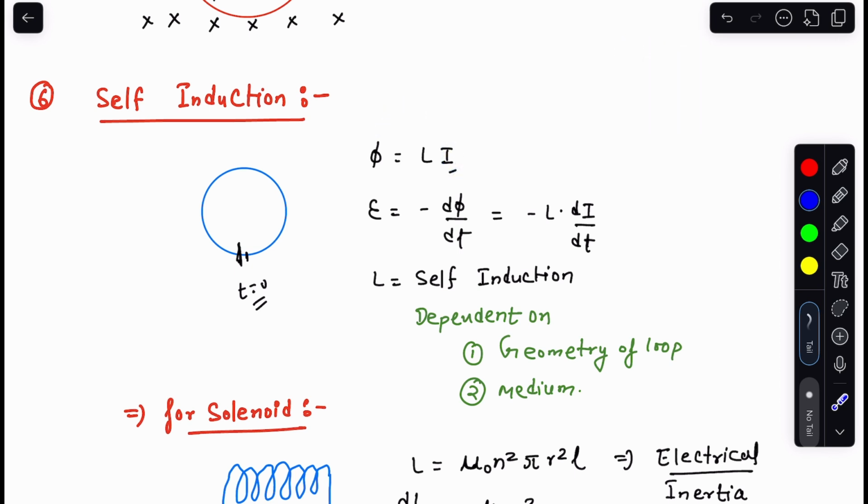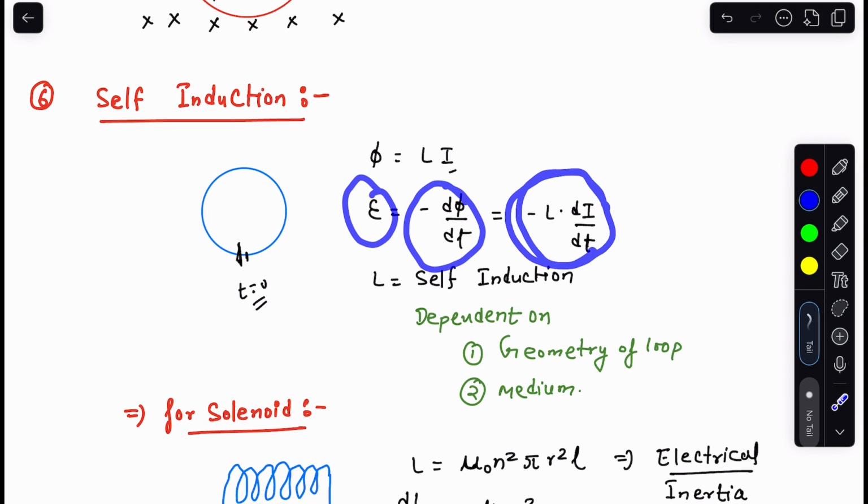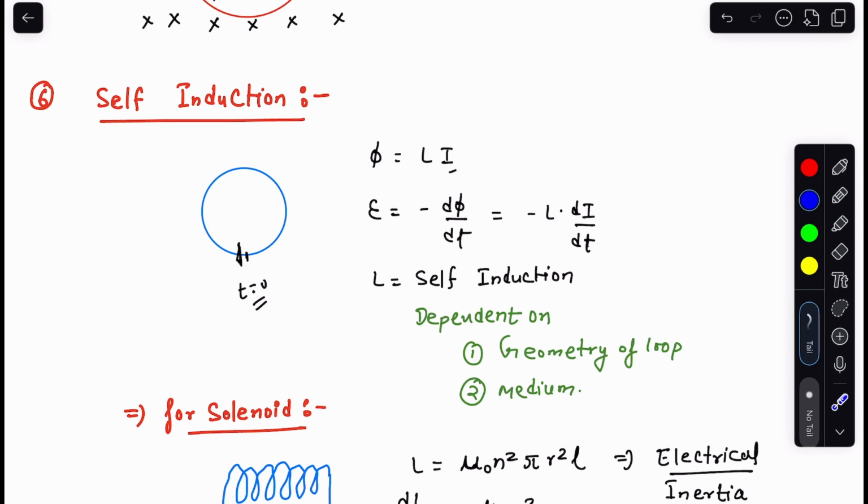Then if you differentiate this, according to Faraday's law, you will get the EMF, which is minus d phi by dt, and that will be minus L di by dt. So from here, one thing I understand is that whenever I have a loop like this, and I try to establish a current, if the initial current was 0, then initially there will be a resistance.